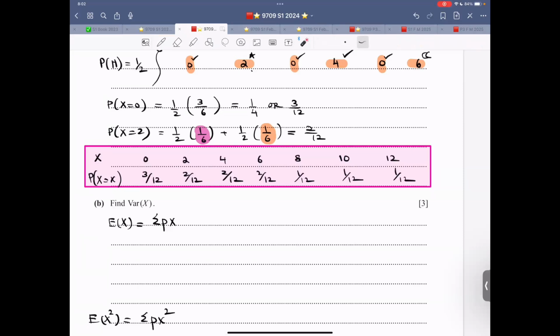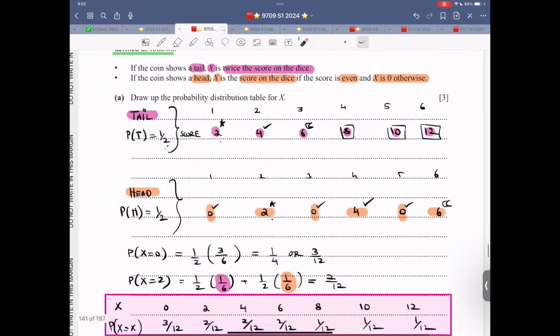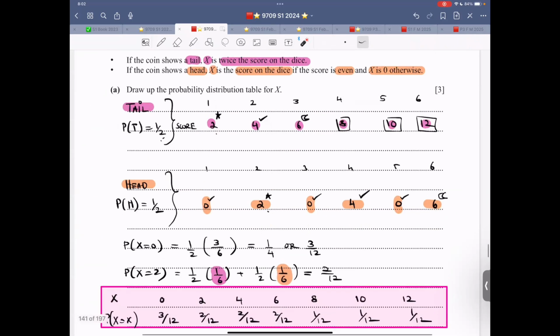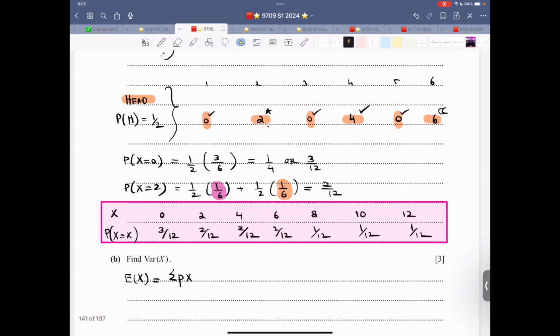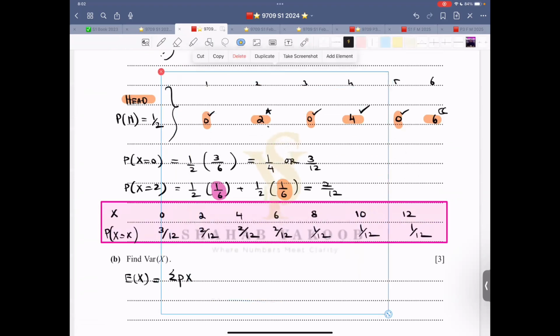Double check. 3, 2, 2, 2, that's 9, then 10, 11, 12. 12 over 12 is 1. All good, all clear. So that's how this working is done. So now let's move on. This thing is done.